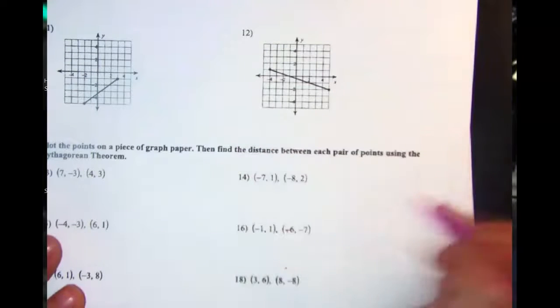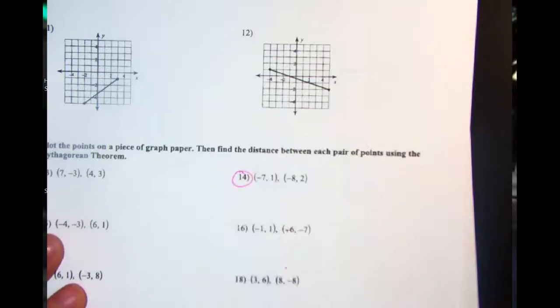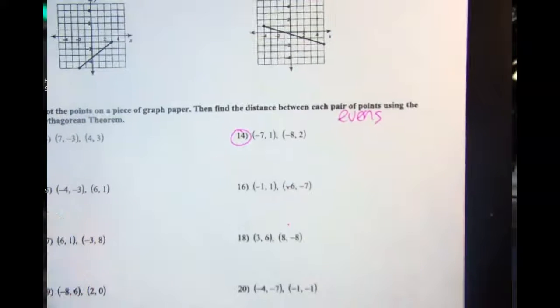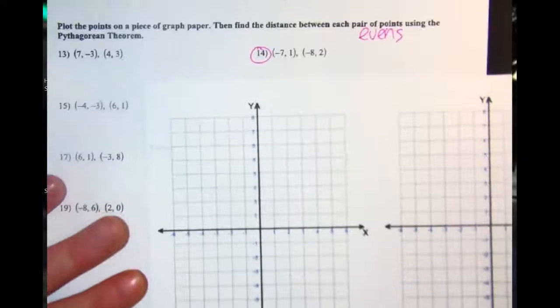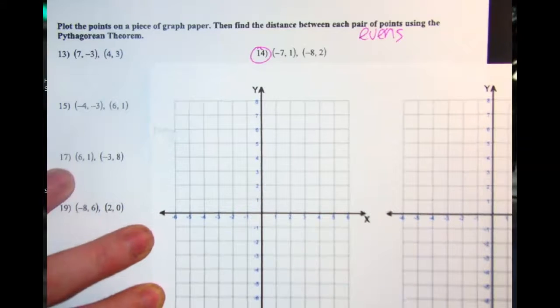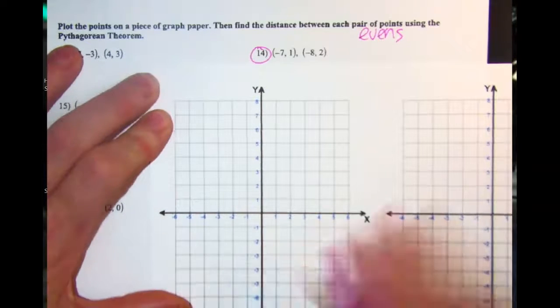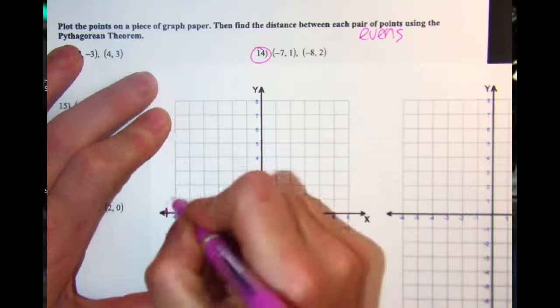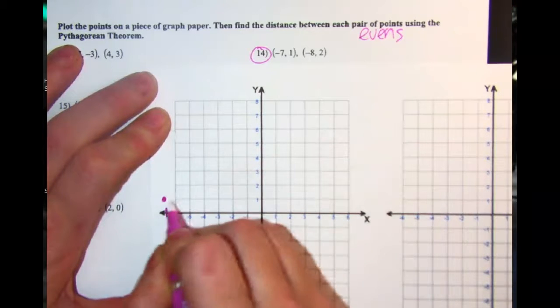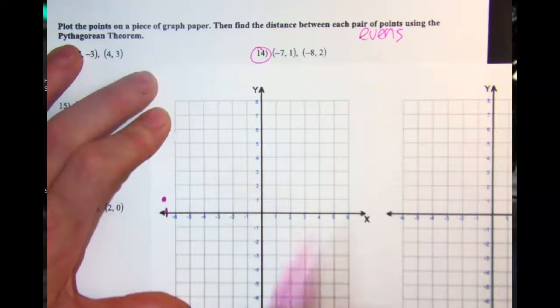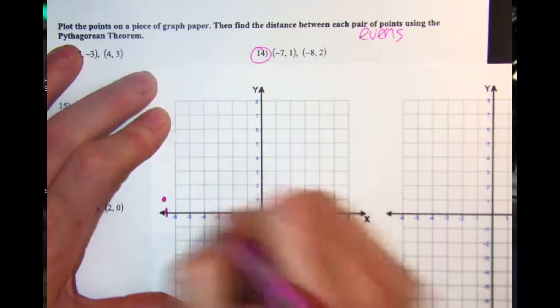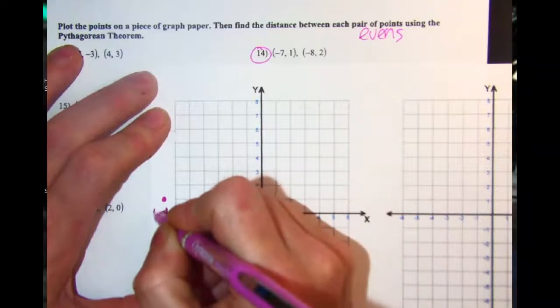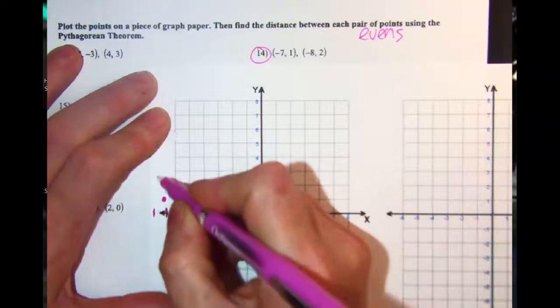We're going to do 14 together. Again, just evens. You'll use your graph paper. You're going to put these 2 points on one of the little graphs. So we're going to do -7, 1. We have to go over a little bit. -7 is a little bit off the graph, but then we go up to 1, so it's about right here. It's okay if it goes off a little bit. And then -8, so we'd be at -8, right here, and then we go to 2.